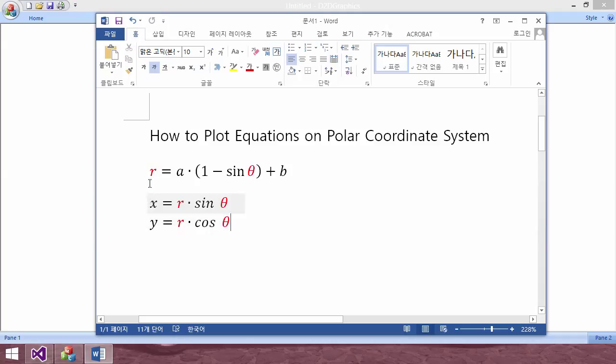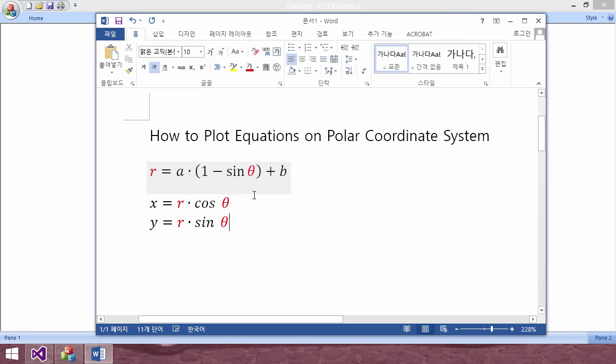So we can convert polar coordinate system to Cartesian coordinate system like this. X equals r times sine theta. Y equals r cosine theta. Oh, I made a mistake. X is not sine, it should be cosine. Sorry. And Y should be sine. Okay, I made a mistake.